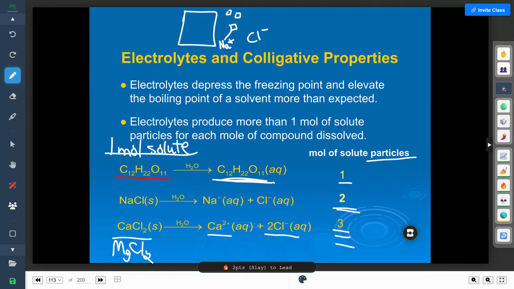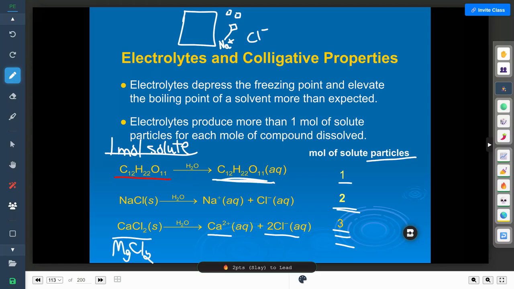Salt will lower the freezing point a little bit, but something like mag chloride will lower it even more. And if you can break it up into even more pieces, you're going to lower that freezing point even more. Question? If you use magnesium chloride for pasta instead of normal salt, would it have a greater effect? Yes, it would have a greater effect.